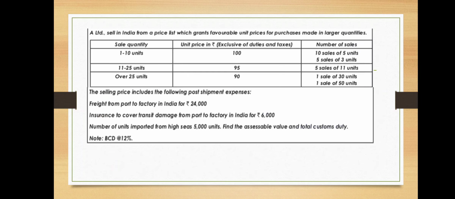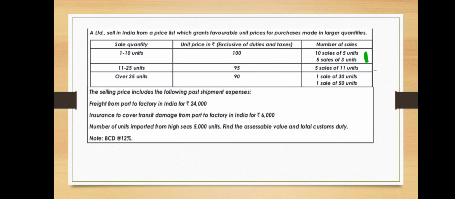Why does it come? We have seen 1 to 10 units, that will be 50, and 5 sales at 3 units, so 5 into 3 is 15, 10 into 5 is 50, so 65. For 11 to 25 units it will be 55. Then one more, over 25 units: 1 into 30 is 30, 1 into 50 is 50. So 50 plus 30, that will be 80, the total quantity.